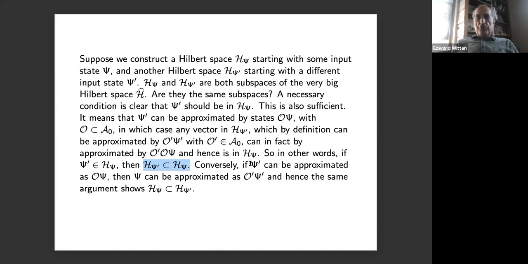And conversely, you can show that if psi prime can be approximated as O psi, then psi can be approximated as O prime psi prime. In other words, if you can approximate psi prime by flipping finitely many spins from psi, then you can do the opposite and approximate psi by flipping finitely many spins in psi prime. So the same argument shows that H psi is contained in H psi prime. So as long as the seed vectors are in each other's Hilbert spaces, the two Hilbert spaces are actually the same.